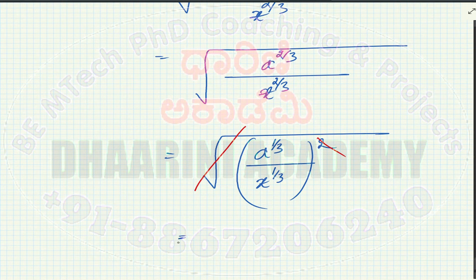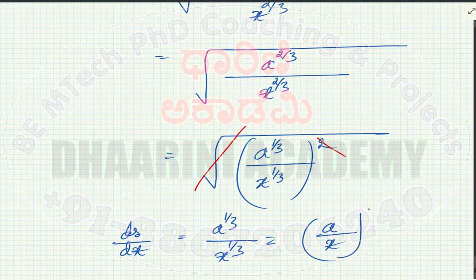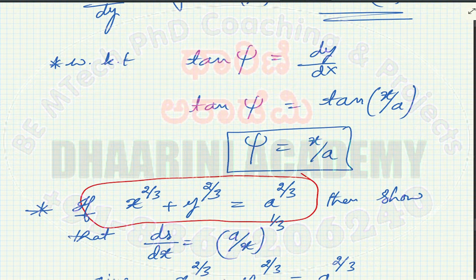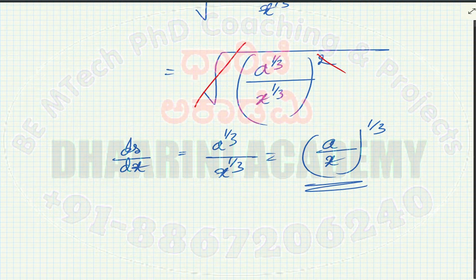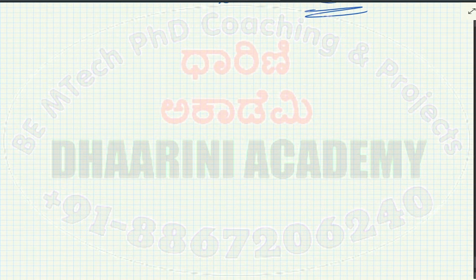So when that happens, on the left hand side, I still have the required ds by dx. Ds by dx is equal to a to the 1 by 3 divided by x to the 1 by 3. Since the powers are the same, I can write the power outside. So this is a by x to the power 1 by 3. That is the required proof. We can just go back and check. They have asked: show that ds by dx is equal to a by x to the power 1 by 3. So we got that answer. Okay, moving ahead to the next question.